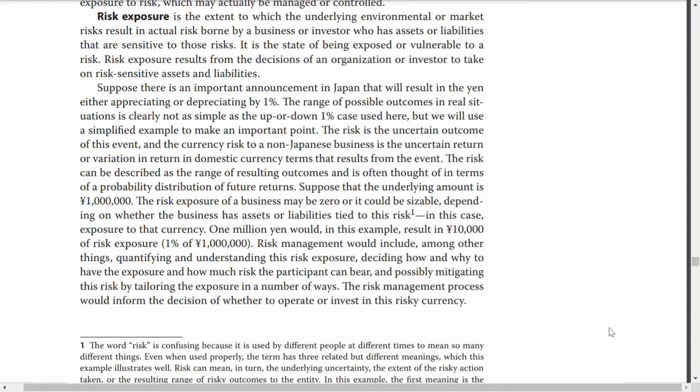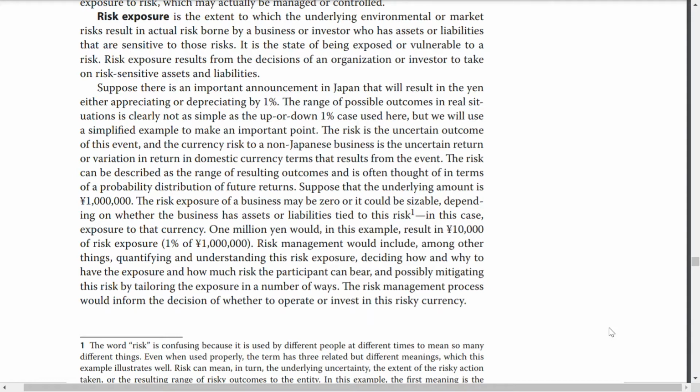Suppose that there is an important announcement in Japan that will result in the yen either appreciating or depreciating by 1%. Real situations are clearly not as simple as the up and down of 1% used here, but we will use a simplified example to make an important point.